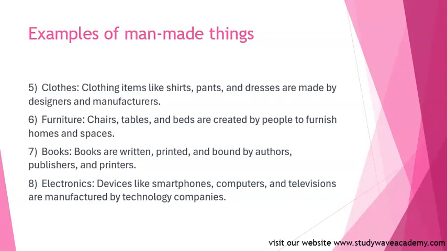Clothes. Clothing items like shirts, pants, and dresses are made by designers and manufacturers. Furniture. Chairs, tables, and beds are created by people to furnish homes and spaces. Books. Books are written, printed, and bound by authors, publishers, and printers. Electronics. Devices like smartphones, computers, televisions are manufactured by technology companies. They are examples of man-made things.